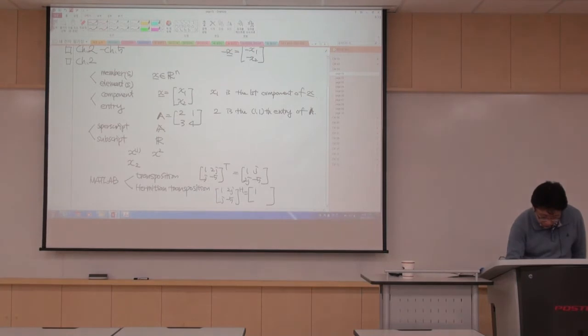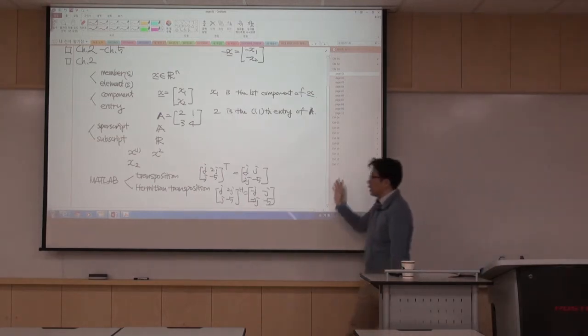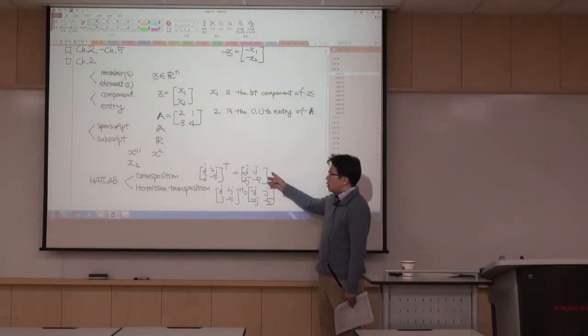Okay, then let me be careful like this. This would be better. So minus j. Yeah, I believe I have to put conjugation anyway. So here we have j minus 2j, and here minus 5. So we put conjugation.